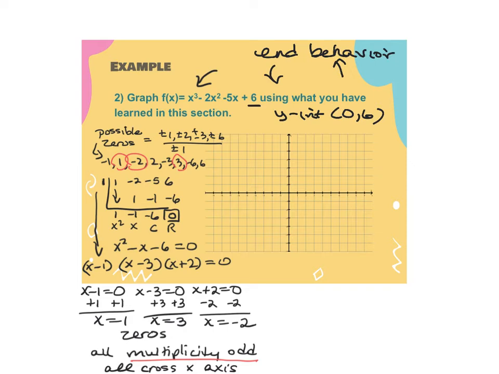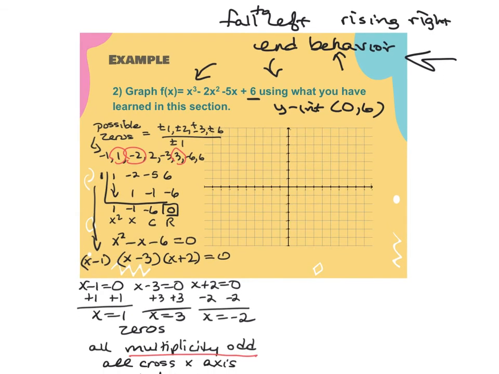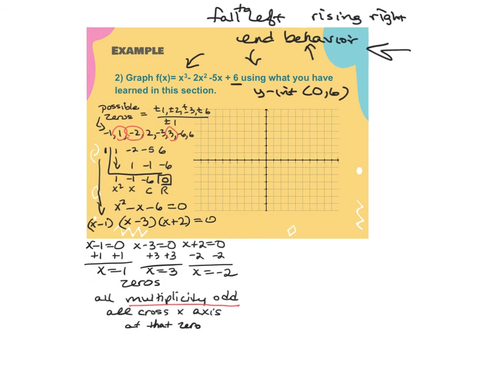What did you say the end behavior was again? It's falling to the left, but it's rising to the right because it's going up on the right hand side. Can you go back down to the multiplicities? All right, what was your question? You look at the first exponent to find the end behavior, right? Correct, yes.